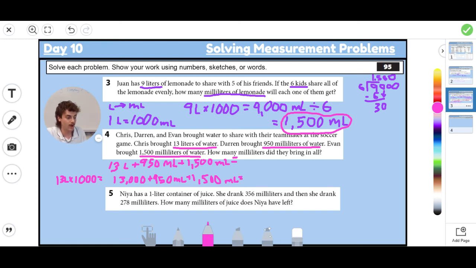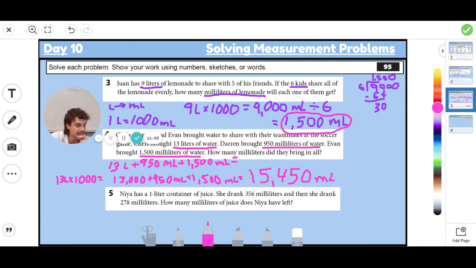So when we add them all together, let's see what we get. Go ahead, pause right now. Let's see what you get. We get our total of 15,450 milliliters. And we have our last problem for today.